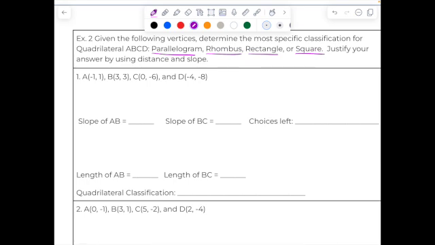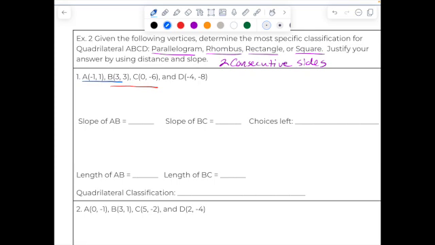So here's what we're going to do. We are only going to use consecutive sides. We're just going to pick 2 consecutive sides to do this problem. And for all of these problems, it's easy enough to start with the first 2. So we're going to use the consecutive sides AB and BC.